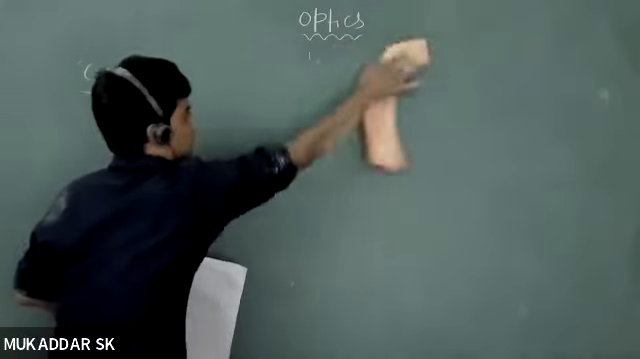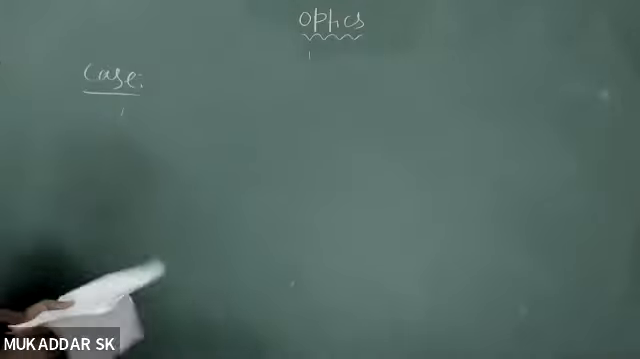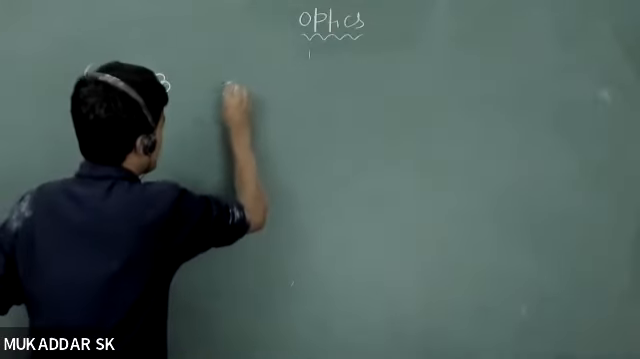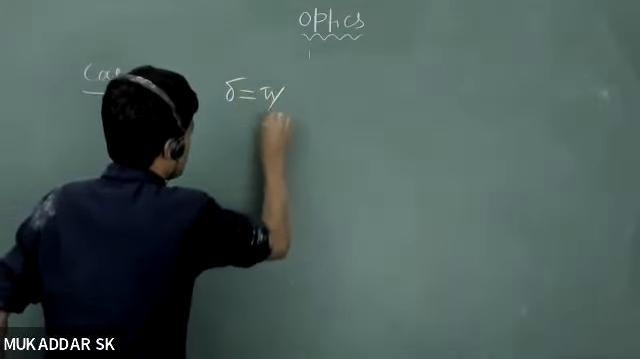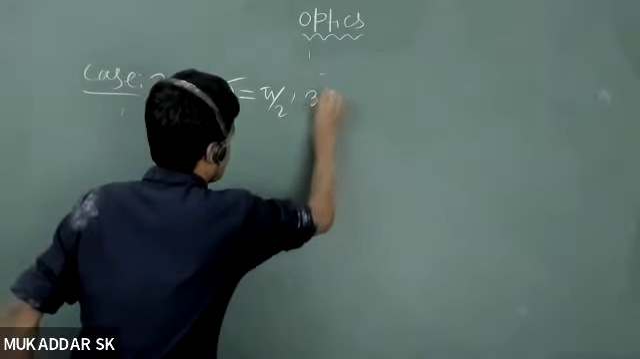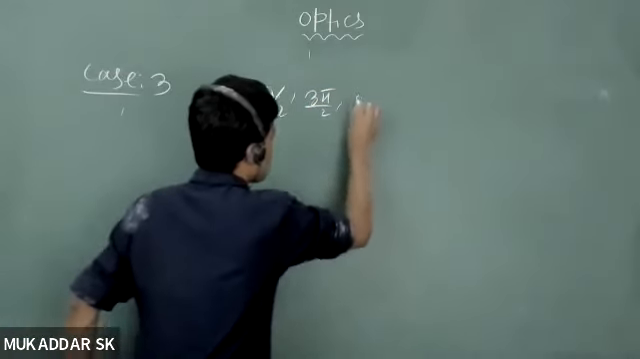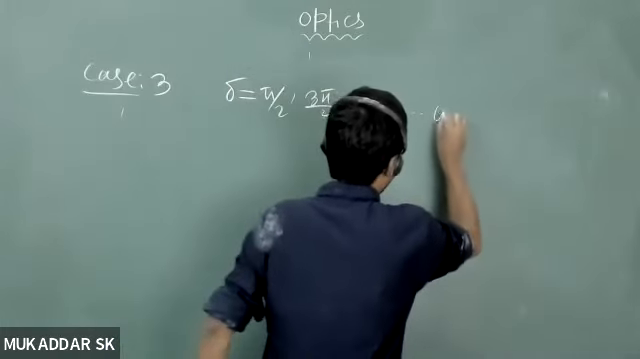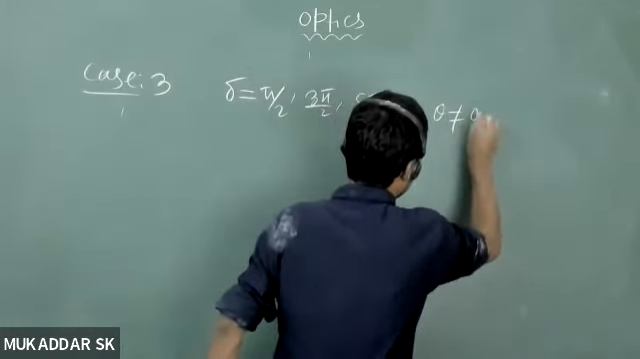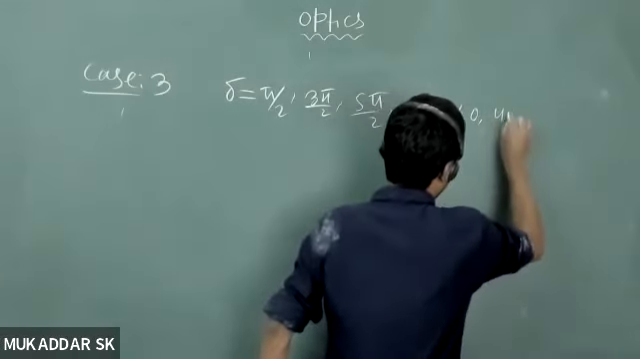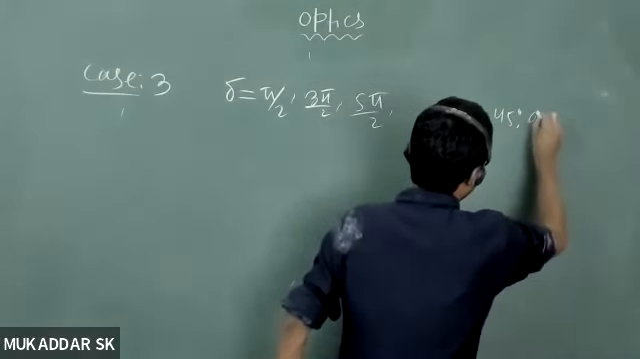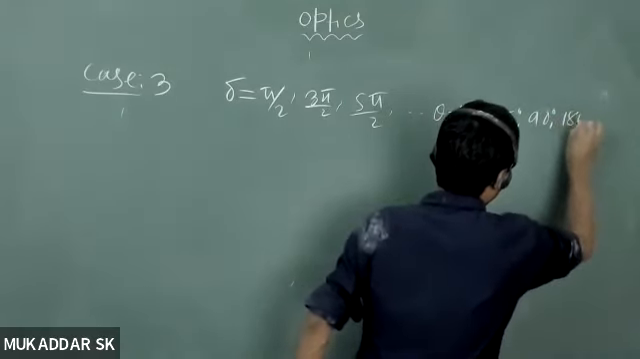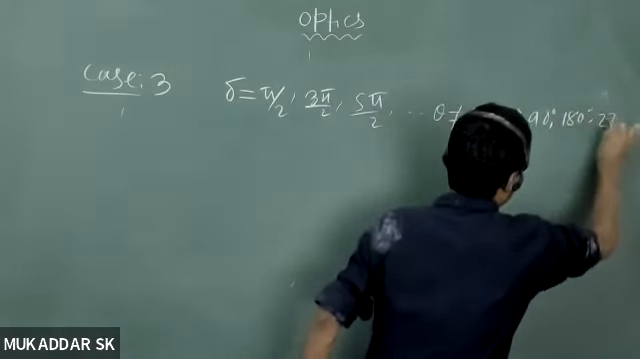What can be the value of delta? Pi/2. Exactly, that can be pi by 2. Very good. So if delta is pi by 2, 3 pi by 2, 5 pi by 2 and so on. But theta not equals to 0 degree, not equals to 45 degree, not equals to 90 degree, not equals to 180 degree, not equals to 270 degree.